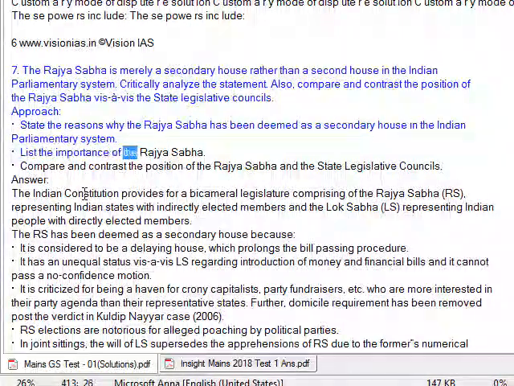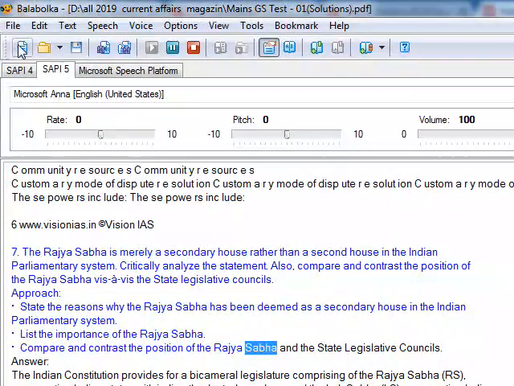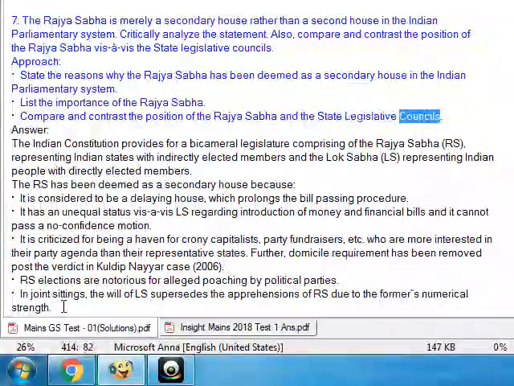List the importance of the Rajya Sabha. Compare and contrast the position of the Rajya Sabha and the state legislative councils.